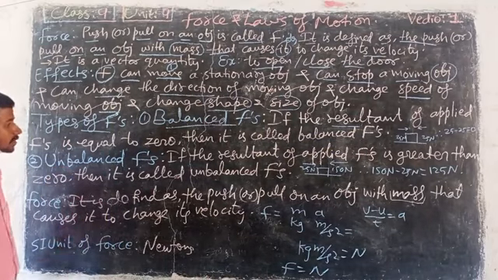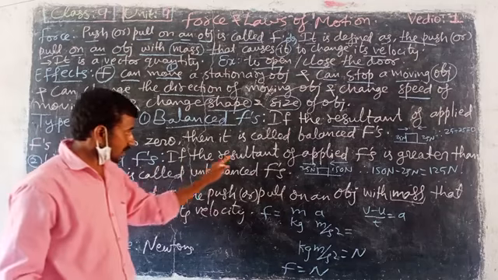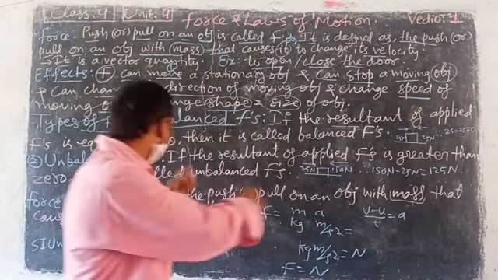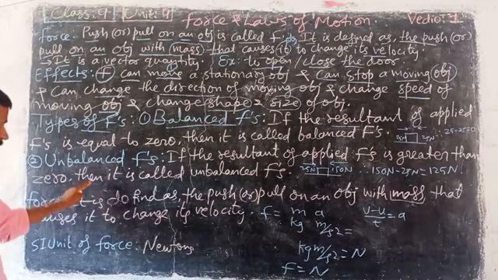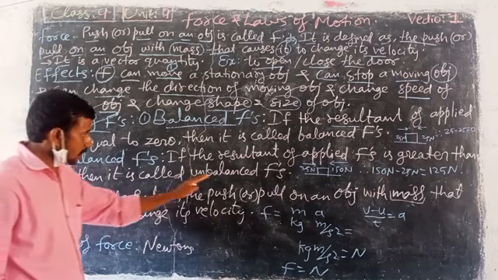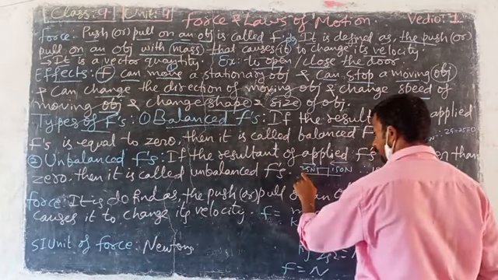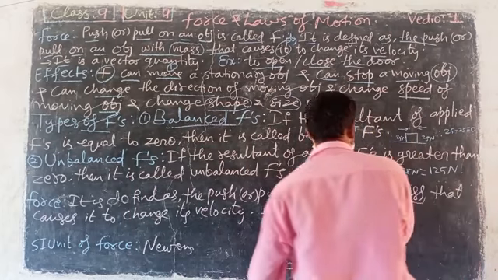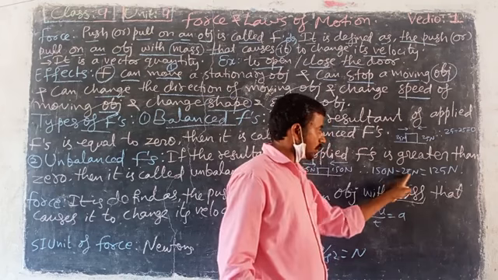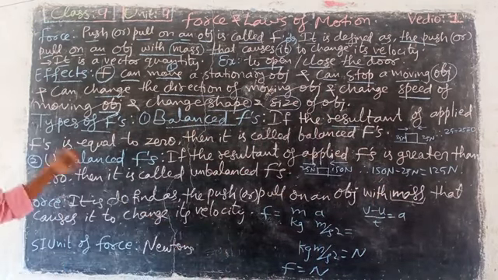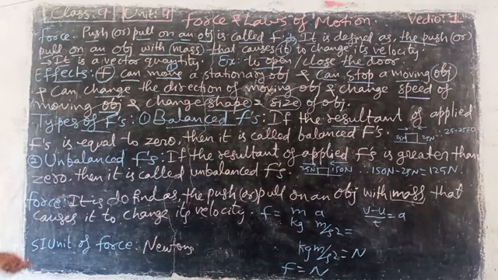Next, unbalanced forces. If the resultant of applied forces is greater than 0, then it is called unbalanced forces. Look here. From the left hand side 25 newtons, right hand side 150 newtons. 150 minus 25 gives rise to 125 newtons. Unbalanced force.